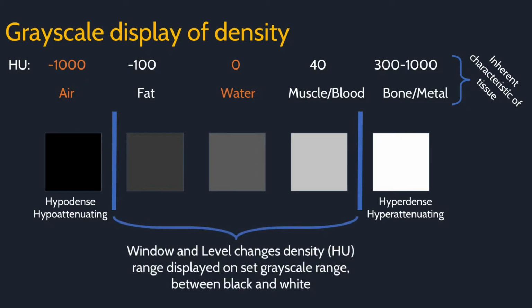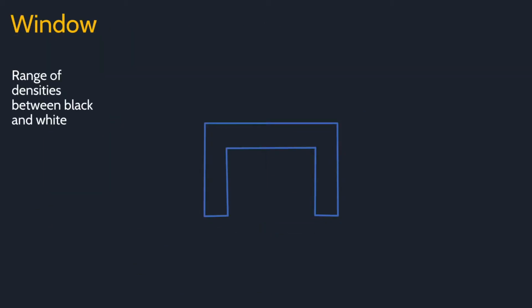This is where window and level come in. Window changes the limit points, above and below which all densities are white and black, respectively. Level changes the midpoint of that range. Let's look at an abstract example.